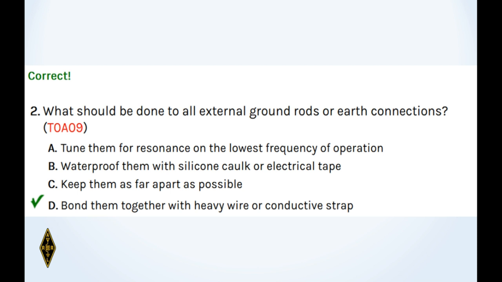And two, what should be done to all external ground rods or earth connections? Bond them together with heavy wire or conductive strap. That's actually part of the National Electric Code also, but bond them all together.